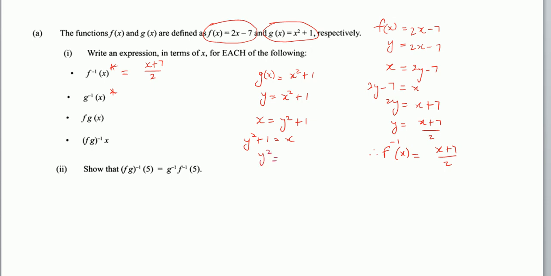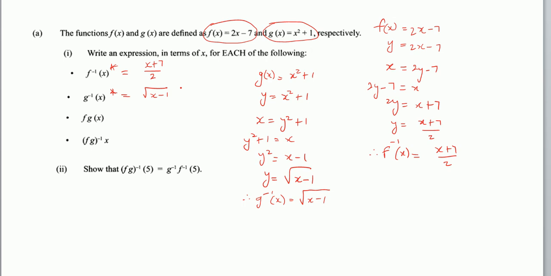y squared is equal to x minus 1. And therefore y is equal to the square root of x minus 1. So g inverse will be equal to the square root of x minus 1.